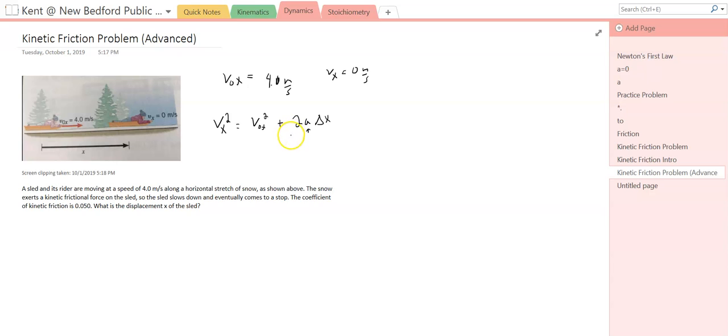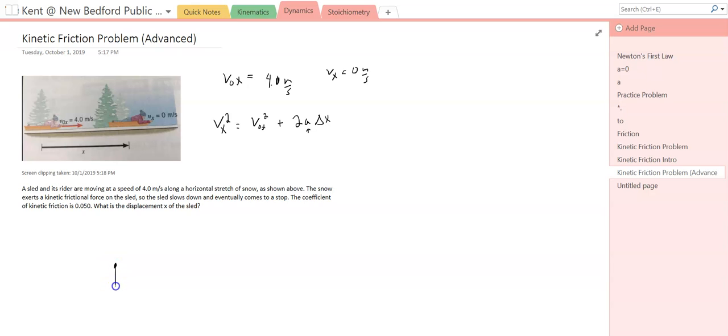And they didn't give us a. They gave us a coefficient of kinetic friction. So we're going to have to somehow get a from that information. Let's give that a shot. So first things first, free body diagram, right? This is a force problem. So we've got the sled rider. Let's look at the forces that are acting on them.